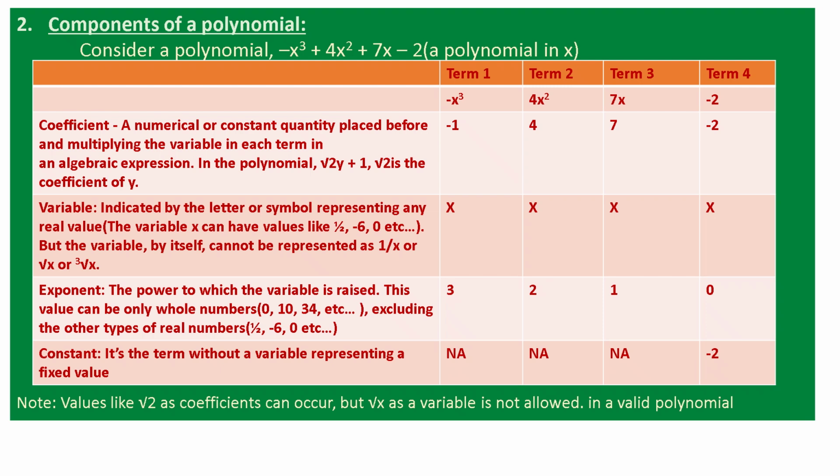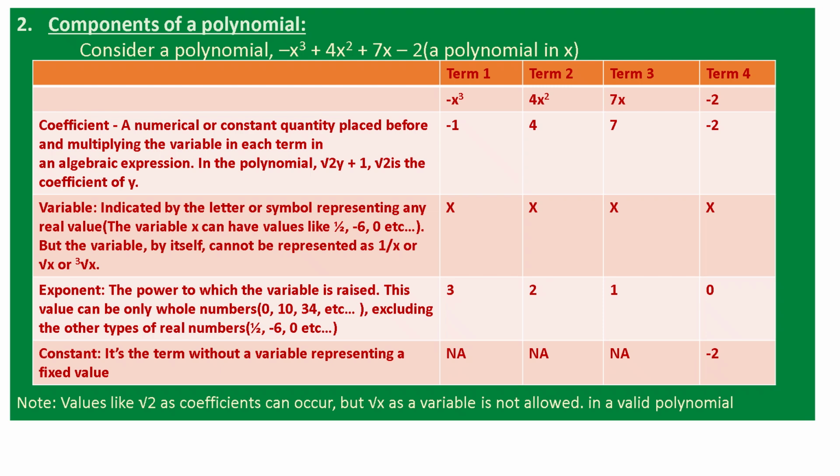So, how many terms does this particular polynomial have? It has 4 terms. The terms are minus x to the power of 3, 4x squared, 7x and minus 2. These are the 4 terms in this particular polynomial. What we mean by coefficient is the number which is getting multiplied with the variable under each and every term.